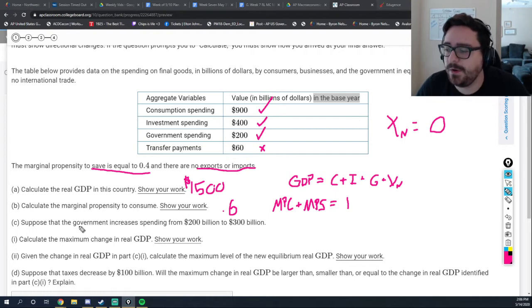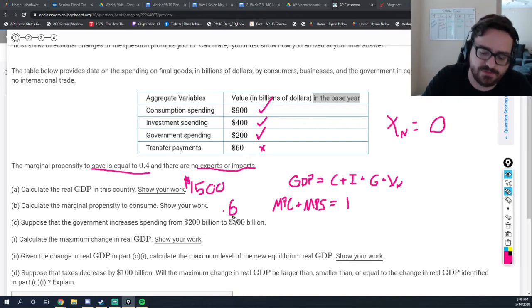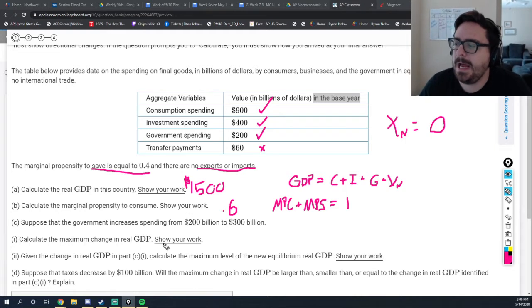Okay, C, suppose the government increases spending from 200 billion to 300 billion. So government spending goes up by, there's an increase in G of $100 billion, right? They've ramped it up by 100 billion. Calculate the maximum change in real GDP and then the maximum level of the new equilibrium real GDP.